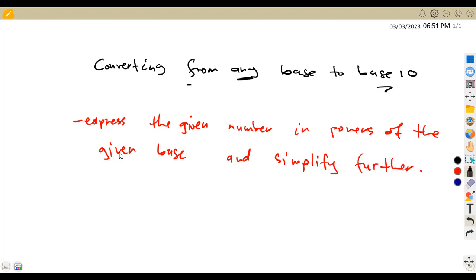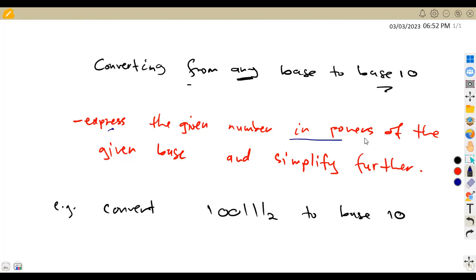We have got a number, for example, in this case, convert 100,111 base of 2 to base 10. This number that we have is in base of 2, and we want to convert to base 10. So we are going to express this number in powers of the given base. This is the most important part. What are we referring to when we say in powers of the given base? Our base in this case is base of 2.